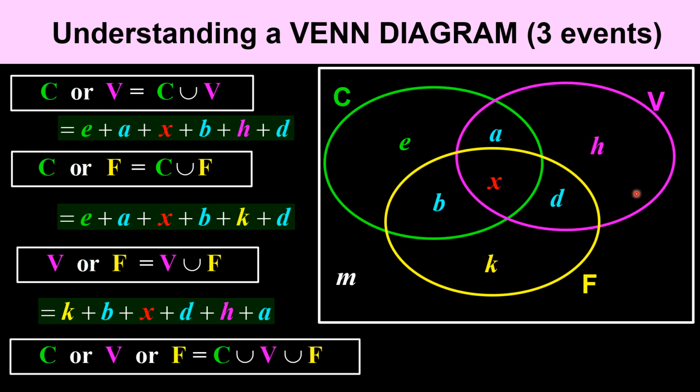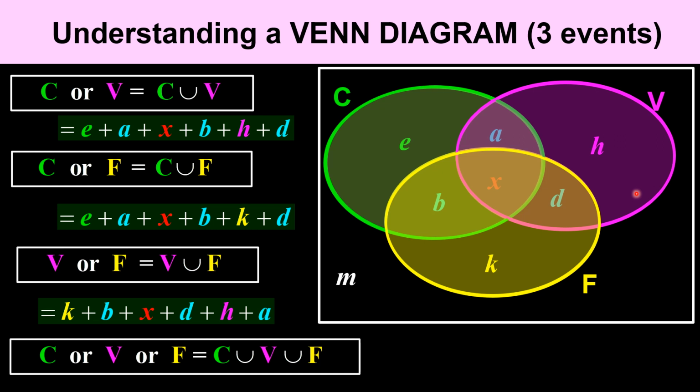And now C or V or F, what does that represent? Give you a chance. That's what it is, right? But it has to take the M out. The M is not part of it. So it's those 7 there. So it's going to be E plus A plus B plus X plus D plus H plus K.